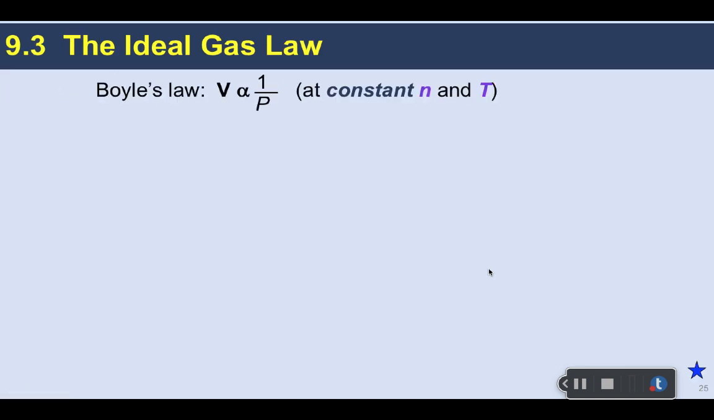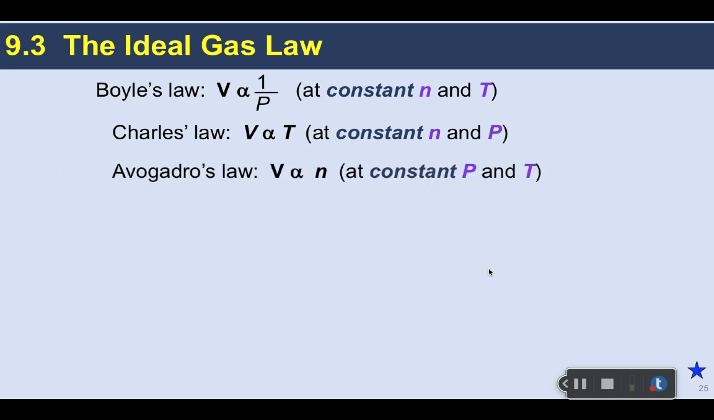So one way of thinking about that is that in the first one, the volume is proportional to the inverse of the pressure if moles and temperature are constant. The second law tells us that volume is proportional to temperature if moles and pressure are constant. The third law tells us that the volume is proportional to the number of moles if the pressure and the temperature are kept constant. And so what can you say?